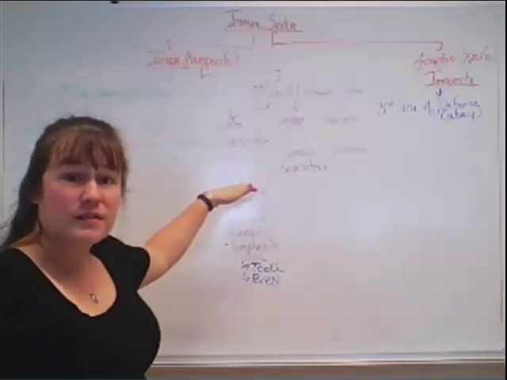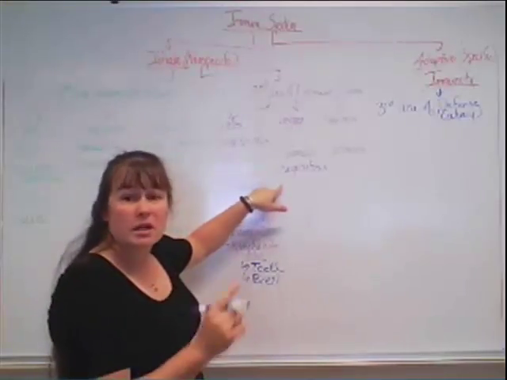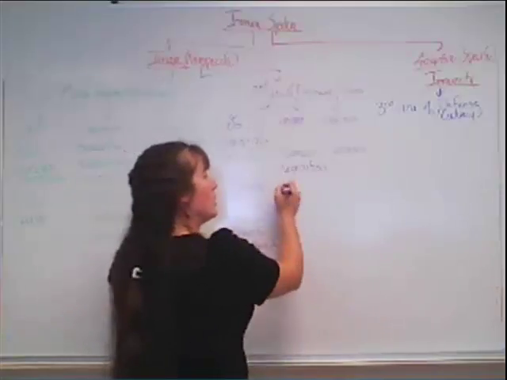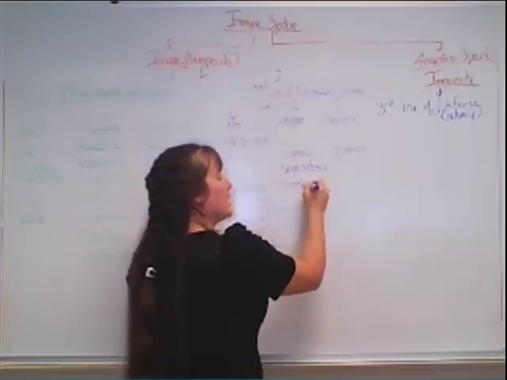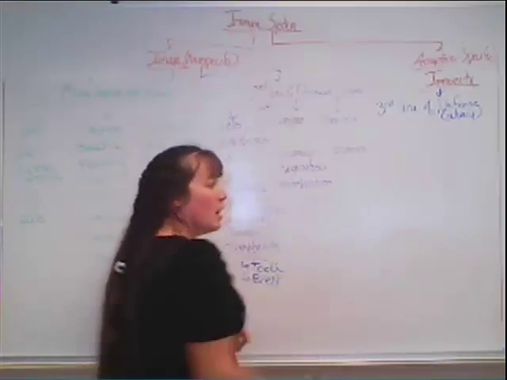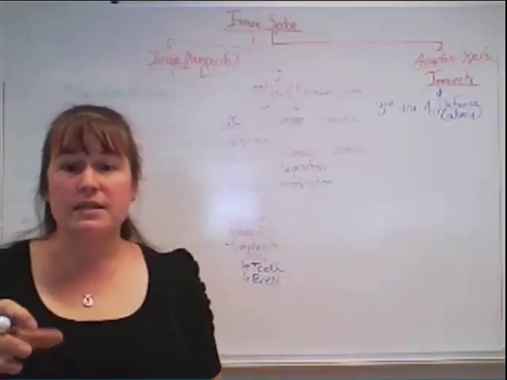Phagocytosis is the process of eating. When we mark a cell for destruction, we do what's called opsonization, O-P-S-O-N-I-Z-A-T-I-O-N. Opsonization is the process of marking something for elimination.